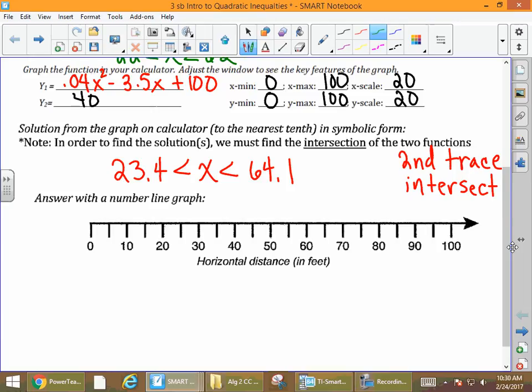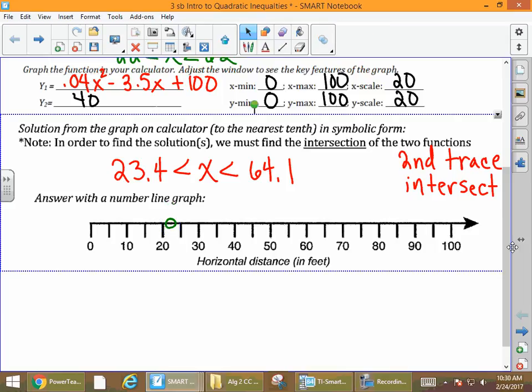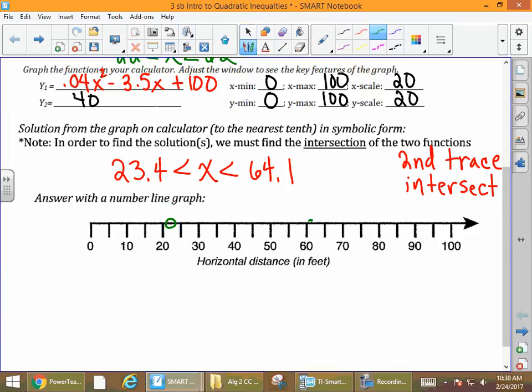23.4 is somewhere in here, but remember, there is no equals in that inequality, so we're going to have an open circle. So somewhere there, we could scoot it over a teeny bit, maybe. Somewhere there. And 64.1, again, open circle, because there's no equal. Nothing underneath, nothing in the middle.